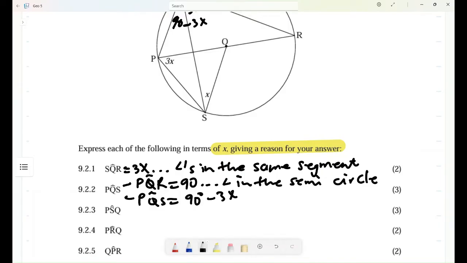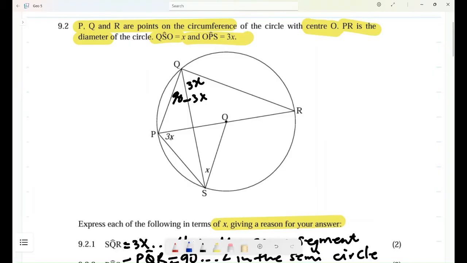All right. Then let me change the color so that you cannot confuse what we are looking at. PSQ. This angle here. How can I find that angle there? Now let's see. PSQ, they wanted this angle here. All right, let's see something.